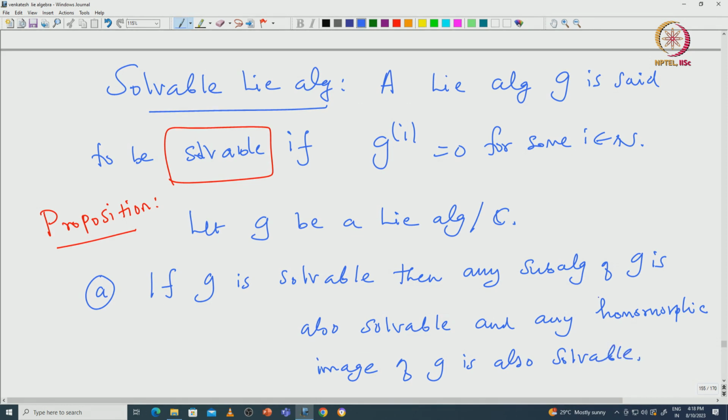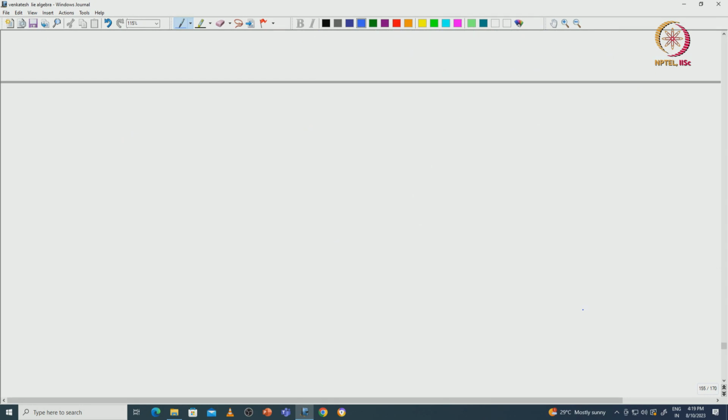Okay. So, let us verify this. If K is a subalgebra, then it is not hard to see that the derived series K power i is contained in G power i. So, that implies whenever some G power i is 0, K power i is 0.